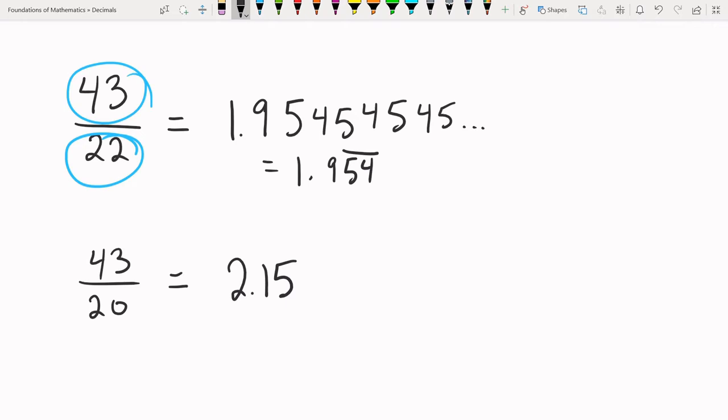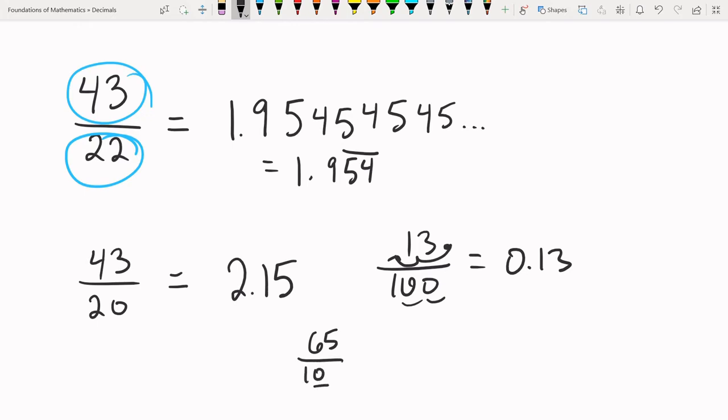I should say there are easy fractions to convert to a decimal. These fractions are always over powers of 10. So for instance, 13 over 100, we count how many zeros are in the denominator, and we move the numerator's decimal, which is always going to be on the end, over that many places. So this becomes 0.13. If we had 65 over 10, we move it one place because there's one zero in the denominator, and that gives us 6.5.